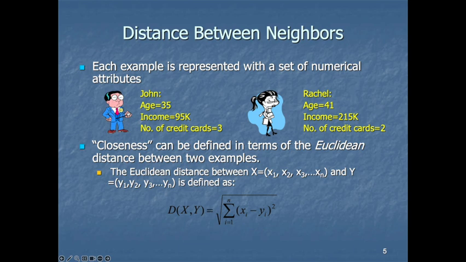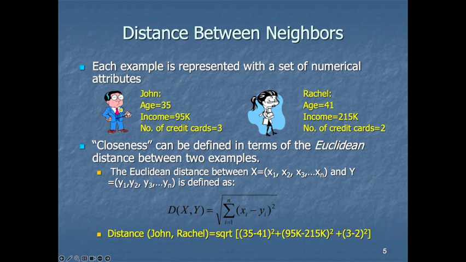So x is defined by a set of features, for example, from x1 to xn, because i goes from 1 to n. And then we also have y, which is y1, y2 to yn, right? And then the distance of x and y is the square root of the sum over i from 1 to n of (xi minus yi) squared, right? So this is the Euclidean distance.